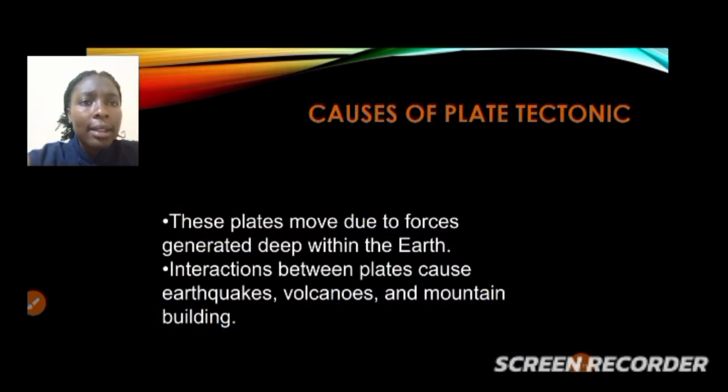Okay, let's see the causes of plate tectonics. Anyone who has ever met or has read somewhere about the causes of plate tectonics? Anyone? Okay, the plates move due to the force generated deep within the earth. In other classes, as you know, we have some forces that act on the horizontal earth movement and the vertical earth movement.